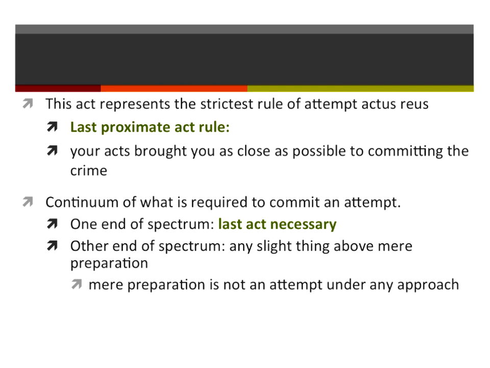So that act represents the strictest rule of attempt actus reus. This is what we call the last proximate act rule. You brought your act as close as possible to committing the crime, right? If you had gone any further, you would have committed the actual murder. So we sort of have a continuum, right, of what is required to commit an attempt. On one end, we have this last act necessary, and on the other end, anything above mere preparation.